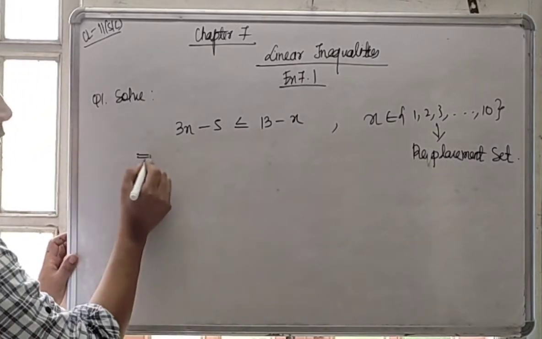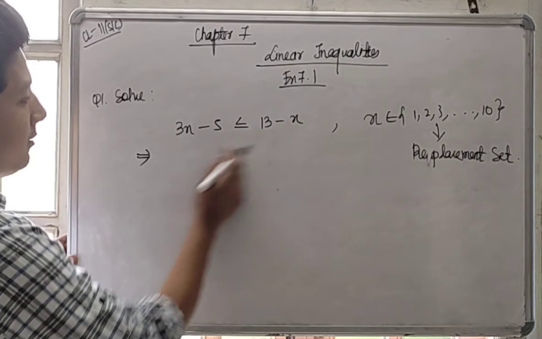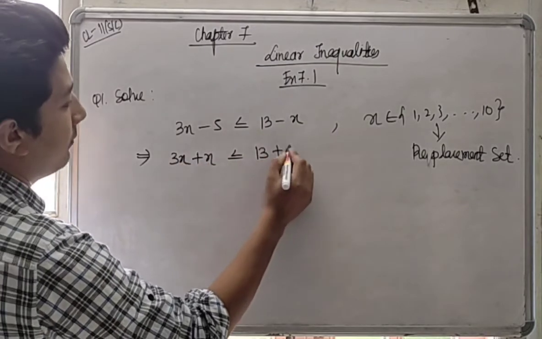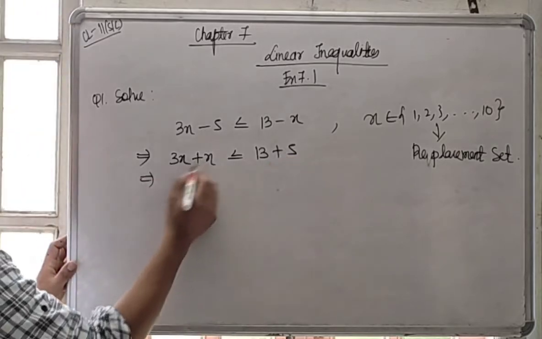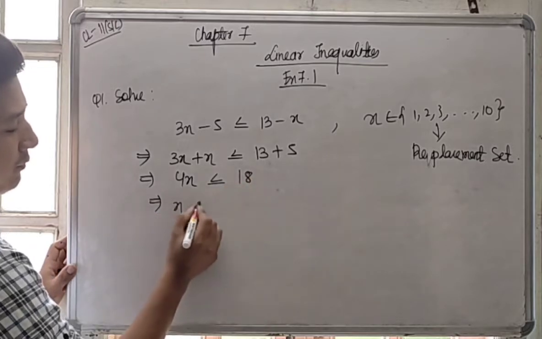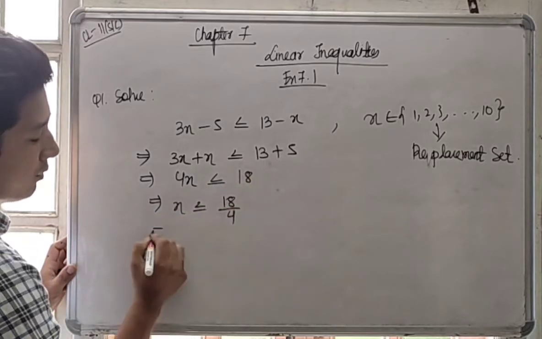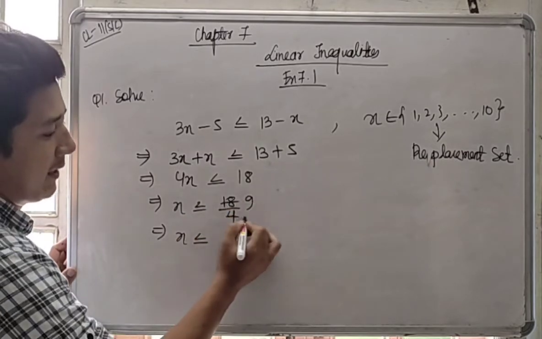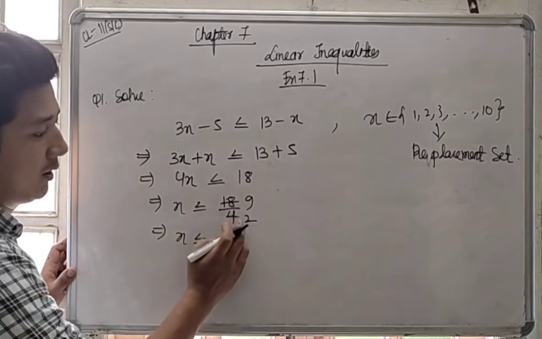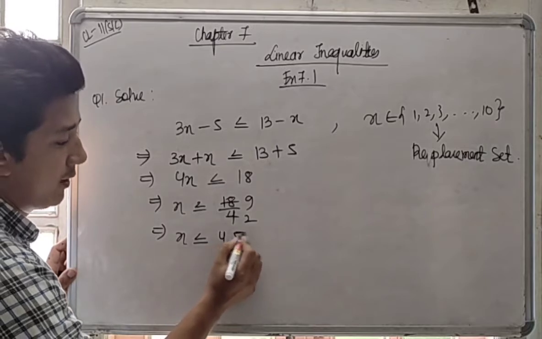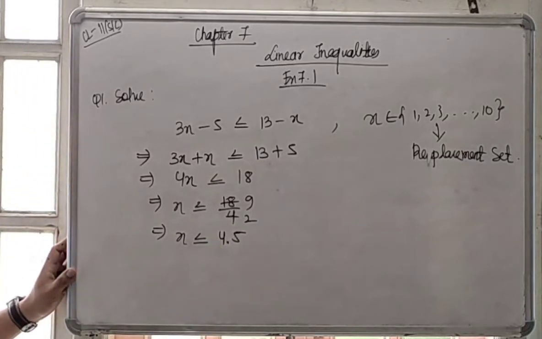What we'll do first is keep the x terms together. So 3x plus x is less than or equal to 13 plus 5. Therefore 3x plus x is 4x, and 4x is less than or equal to 18. This gives x is less than or equal to 18 by 4, which means x is less than or equal to 9 by 2, that is 4.5. All those values which are less than or equal to 4.5 will be in the solution set.